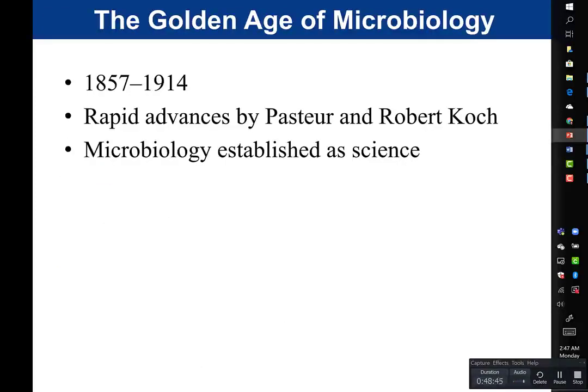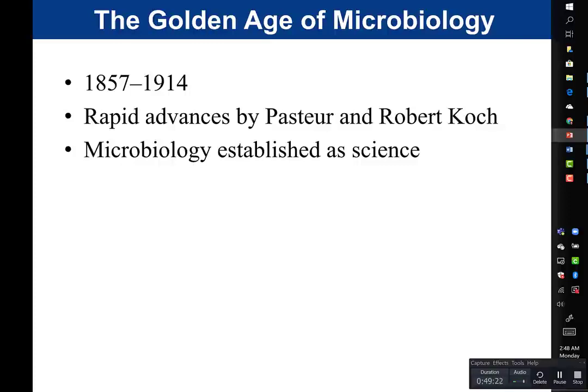So between 1857 and 1914, this was considered the golden age of microbiology. And so there were rapid advances in the field by both Pasteur and another scientist by the name of Robert Koch. Now that last name, Koch, can be pronounced a variety of ways. Some people will say Cook, some people will call it Koch, some people will call it Coke. It just depends on who you're talking to. There's not necessarily a right or wrong way.